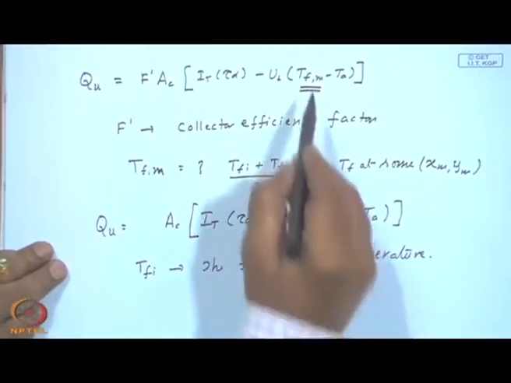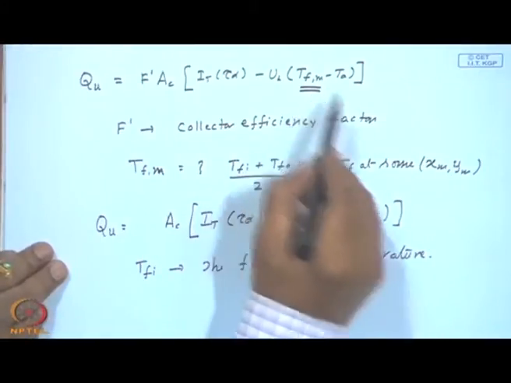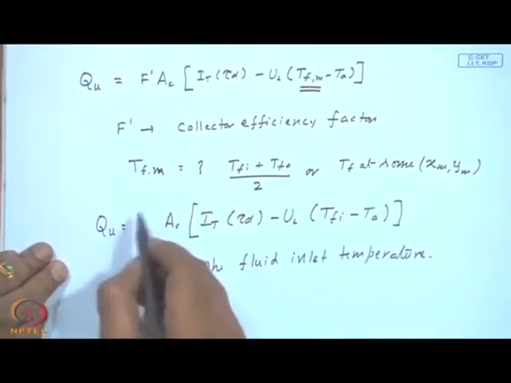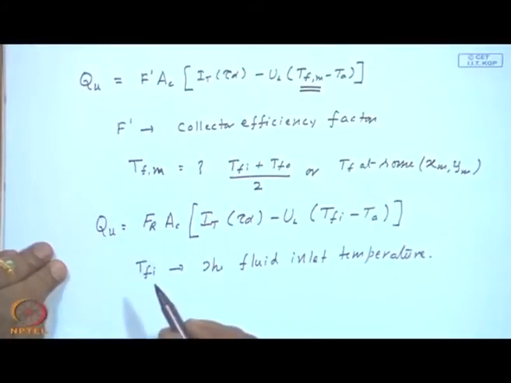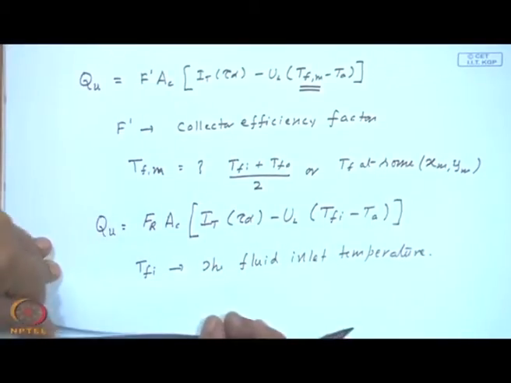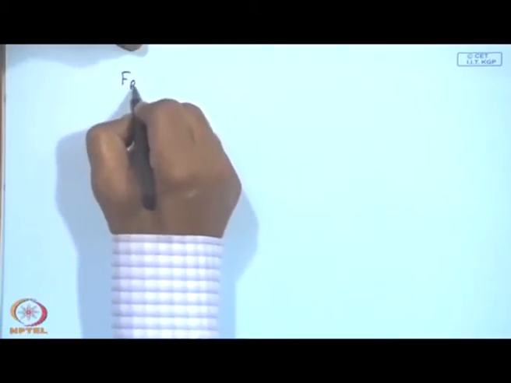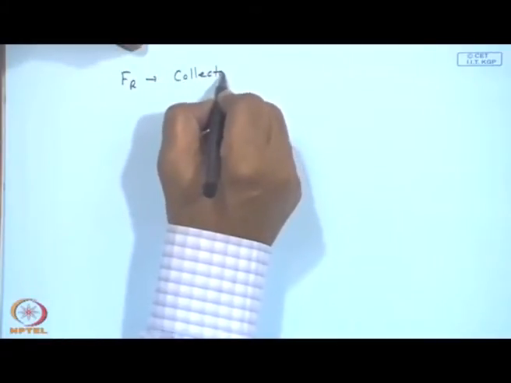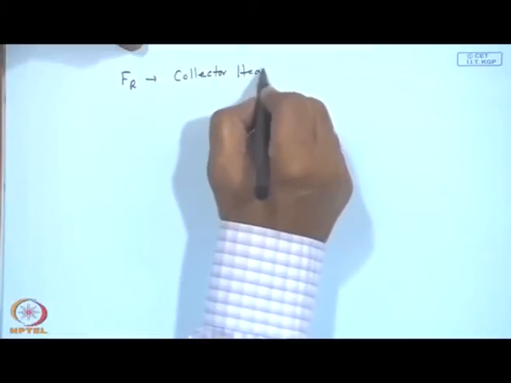And this is again an underestimate compared to Tfm, because this is the lowest temperature in the system. So, to compensate for that, instead of f dashed, we will put a factor f r, and f r is called the collector heat removal factor.